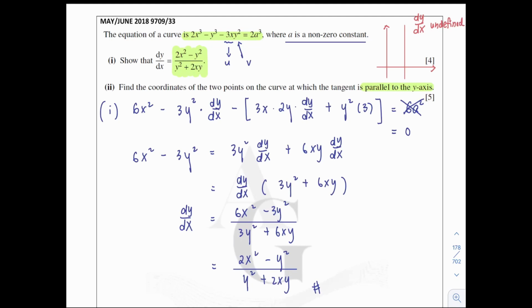So how to make this dy/dx undefined? It's very simple. You just need to let the bottom part here, the denominator, equal to 0. Because for a fraction, whenever the denominator is equal to 0, it's undefined. So for part 2, you just need to make sure this part, the y squared plus 2xy, is equal to 0. From there, try to figure out the points.